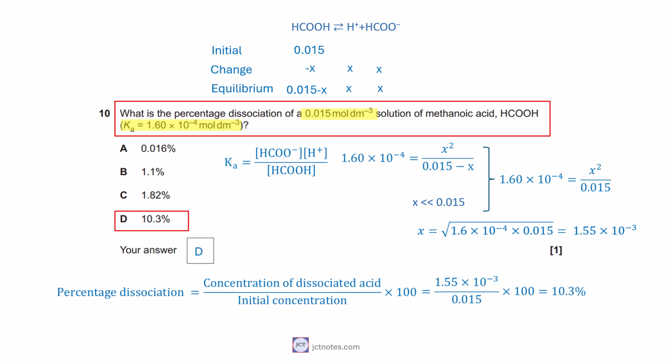If you don't make the assumption that X is much smaller than 0.015 and work with the whole quadratic equation, you find that X is equal to 1.471 times 10 to the power of minus 3. This value gives a percentage of dissociation equal to 9.8%, and the closest answer is given by D.